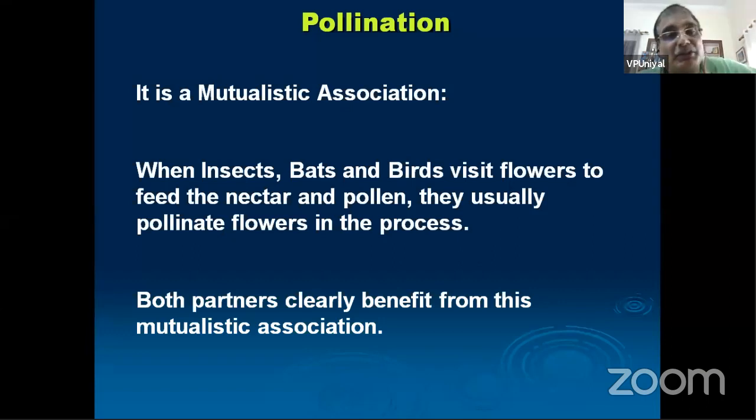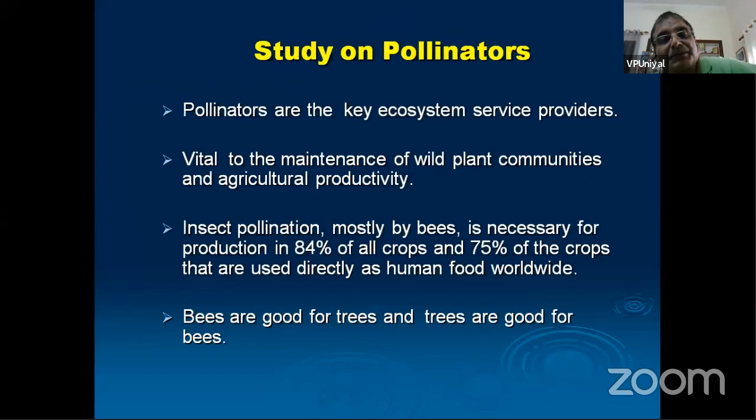Do you know the definition of a pollinator? What is pollination? The partners clearly benefit from each mutualistic association. They are keystone species, vital for the maintenance of plant communities and agricultural productivity.